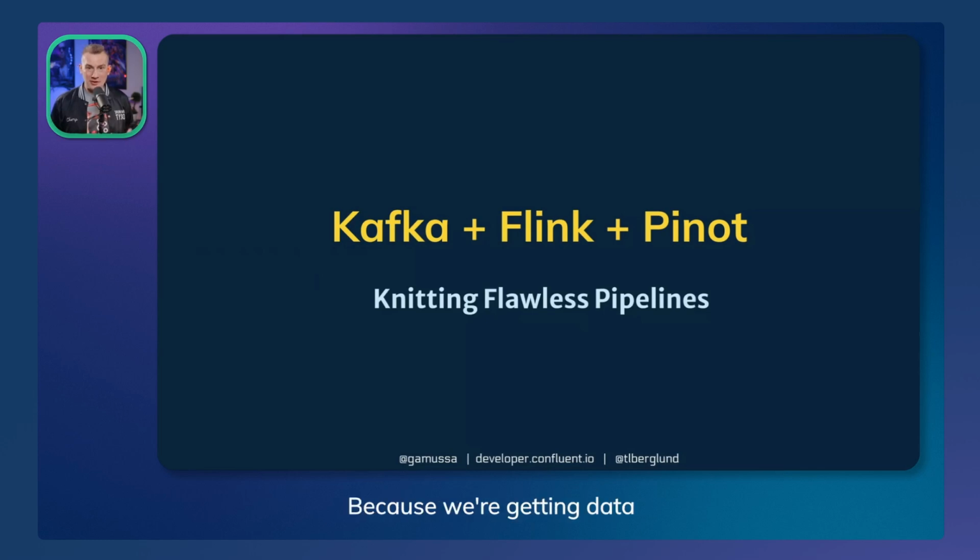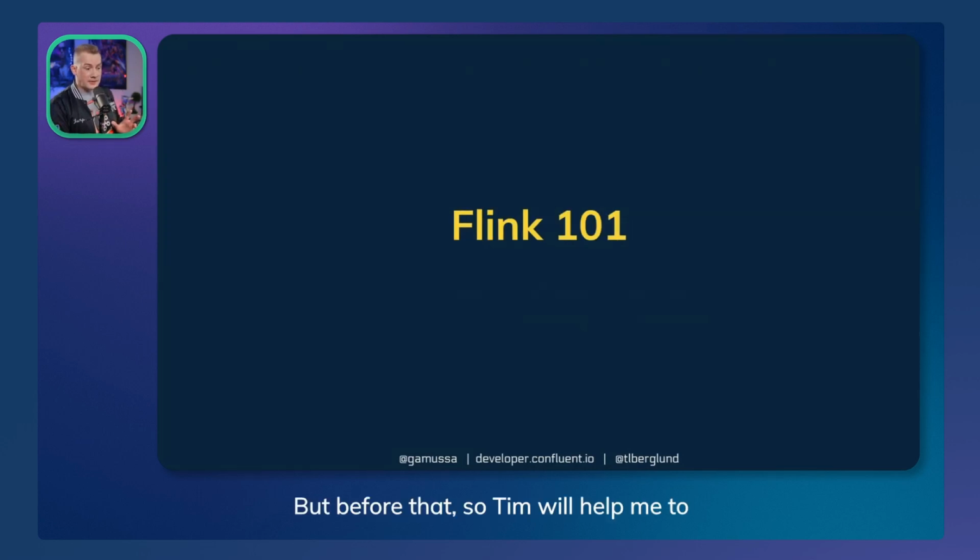Which brings us to the topic of today's conversation: how we're going to build some cool pipelines. Because getting data from a Kafka topic into Pinot is easy, but in real life, in more complex use cases, life is not that perfect. No one builds the schemas for you, for example, or maybe you're getting data not in a well-structured format. But before that, Tim will help me introduce you to Apache Flink.